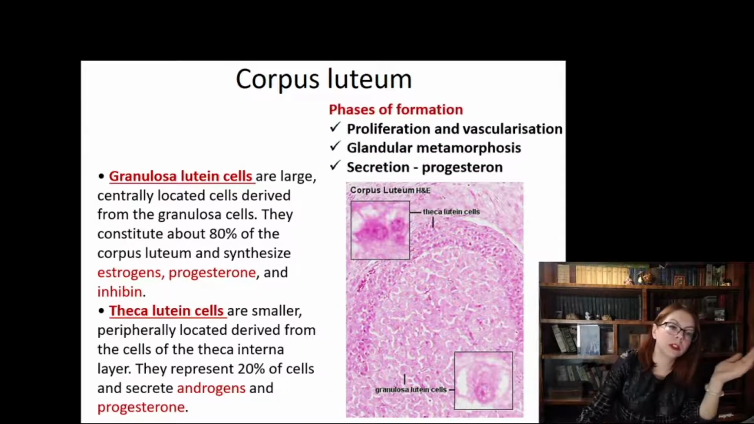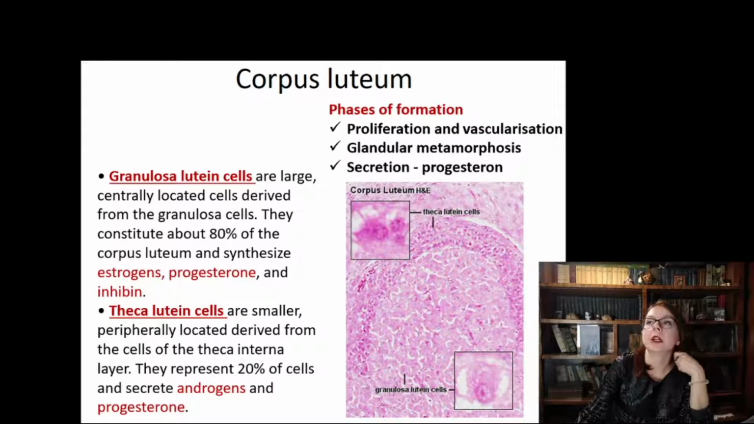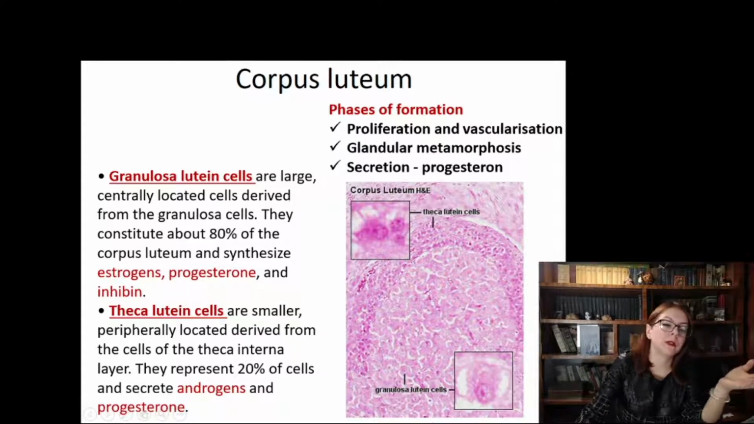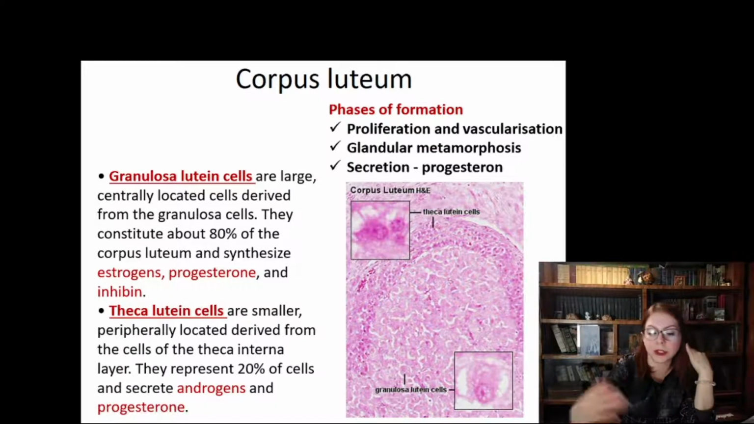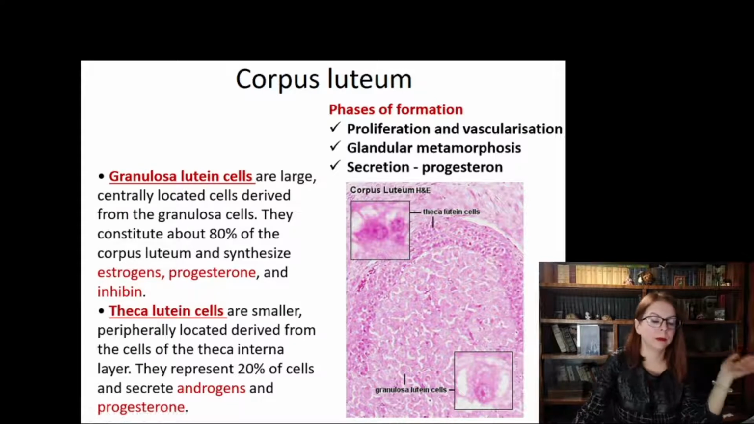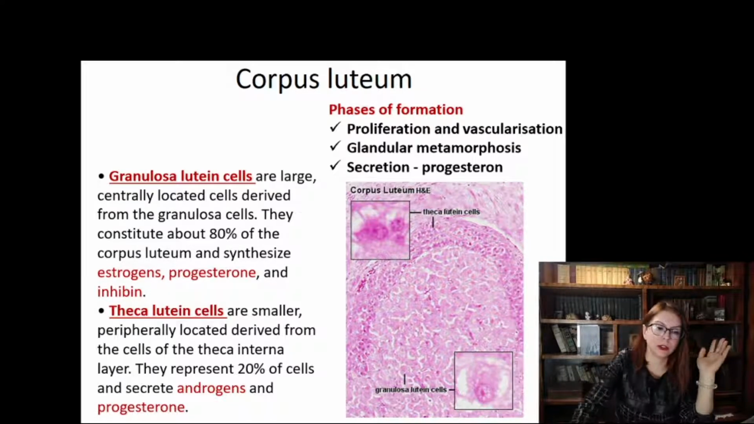And there are three stages of corpus luteum formation. This is the proliferation and vascularization, when cells proliferate and blood vessels appear between them. Then glandular metamorphosis or transformation, when those cells start to acquire the features of glandular cells, and secrete progesterone. Actually, in your textbooks there are no such stages.